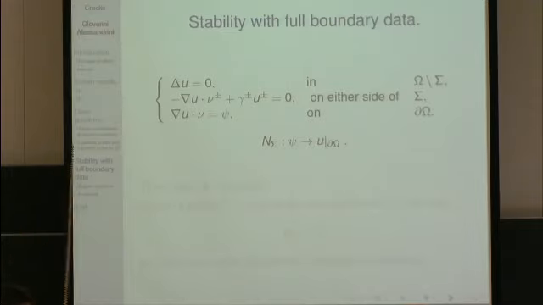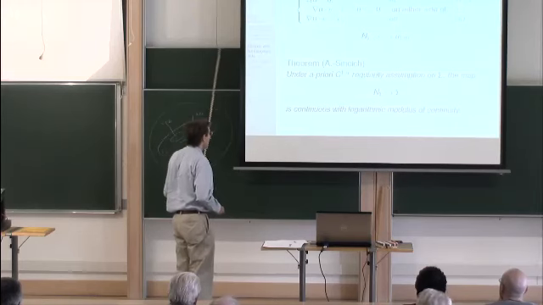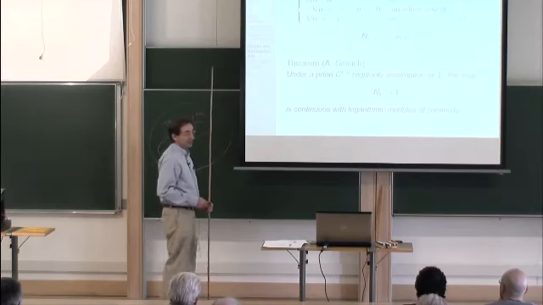And this is what I've been doing with Eva Sinčić, who is here. And the result is the following. Assuming some a priori regularity assumption on the crack, the map which associates to the full Neumann to Dirichlet map, or the Dirichlet to Neumann map, this doesn't really make any difference at this stage, to the crack has a logarithmic modulus of continuity, which is, in view of the Di Cristo-Rondi result, the optimal result.